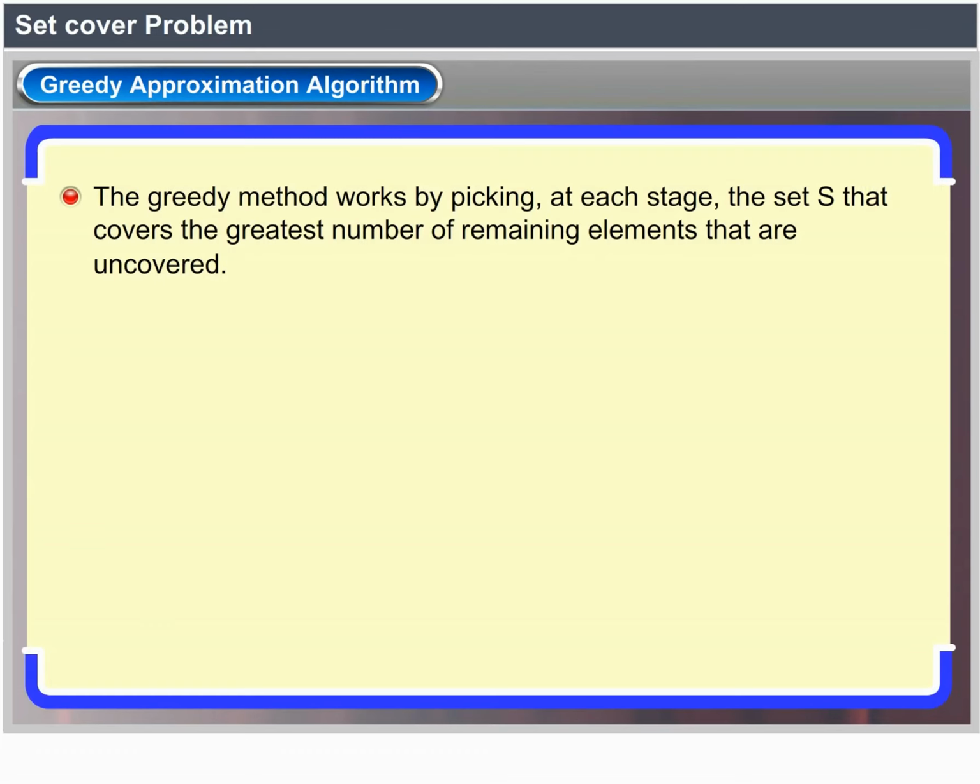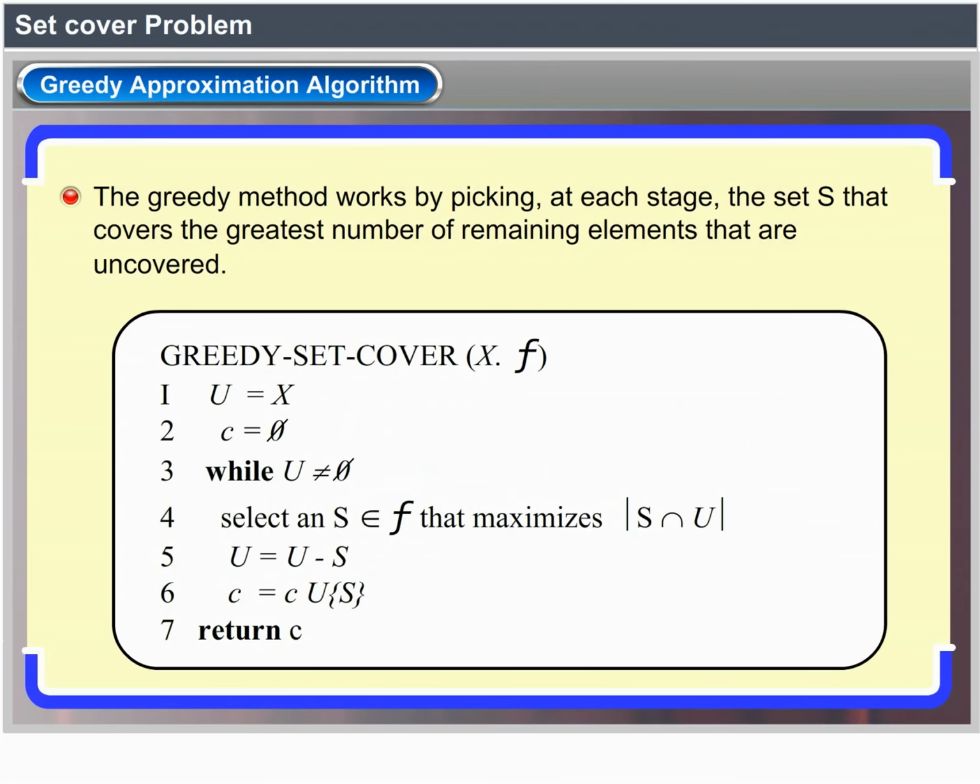The greedy method works by picking at each stage the set S that covers the greatest number of remaining elements that are uncovered. The greedy approximation algorithm is shown in the figure below.